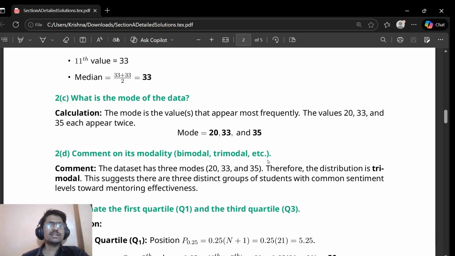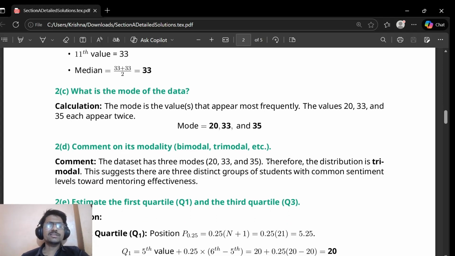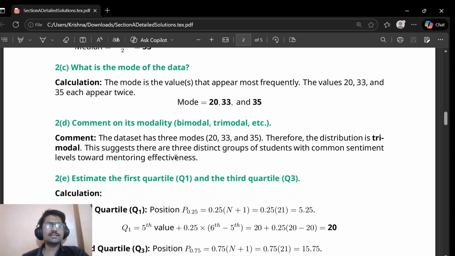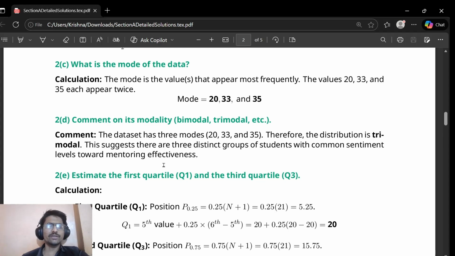Second, comment on its modality: bimodal, trimodal, etc. Comment: the dataset has three modes, 20, 33 and 35. Therefore, the distribution is trimodal. This suggests that there are three distinct groups of students with a common sentiment level towards mentoring effectiveness.